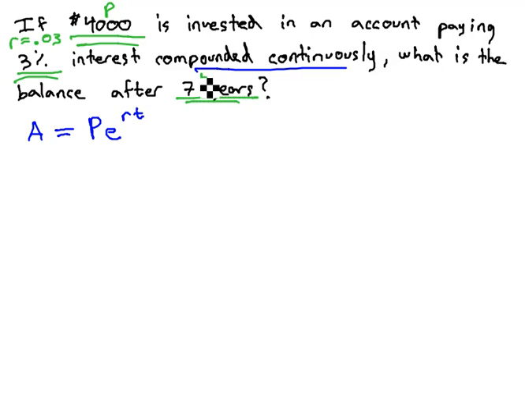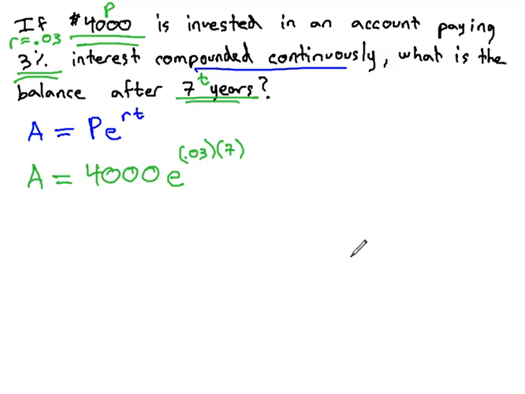And finally, the 7 years, that is our time. So we have A equals P, or 4,000, e, which our calculator is going to do for us, to the R, which is 0.03 times T, which is 7th power.